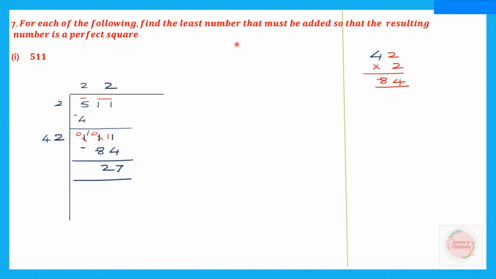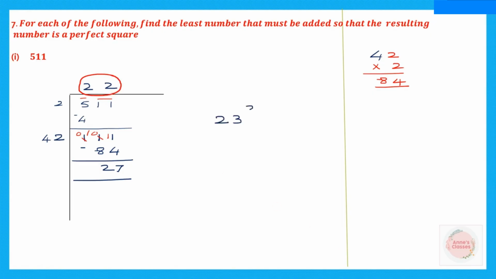In the previous question, when we said find the least number that must be subtracted, the remainder was our answer. But this time the question is find the least number that should be added. Now we need to be a little careful. This time we have to look at the quotient. The quotient is 22. We are not looking at the remainder. Take the number after 22. The number after 22 is 23.